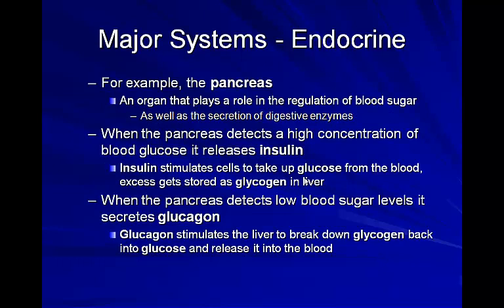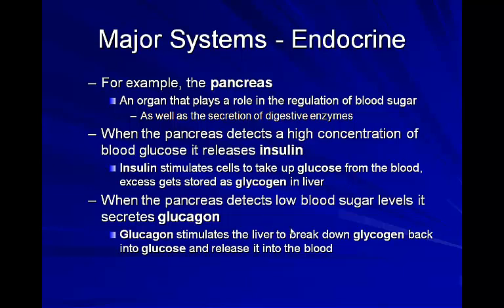Well, one way that it's linked very directly to nutrition is our pancreas. Our pancreas is both what we call an endocrine gland and an exocrine gland. It actually is both part of our digestive system and part of our endocrine system. It secretes different enzymes that are involved in digestion, but it also secretes hormones that help regulate our blood sugar.